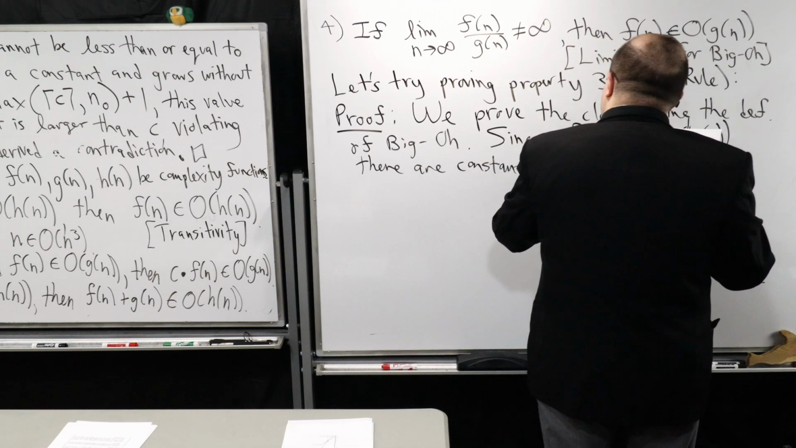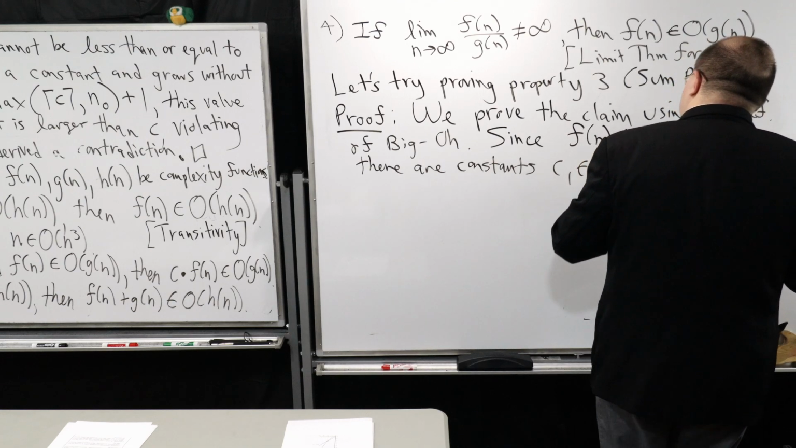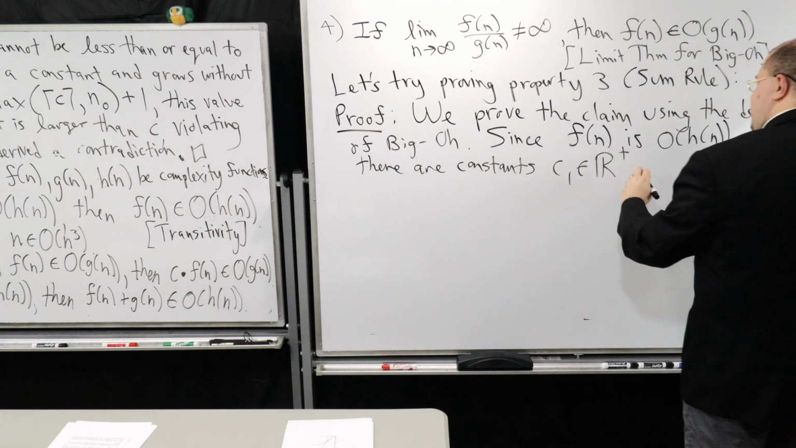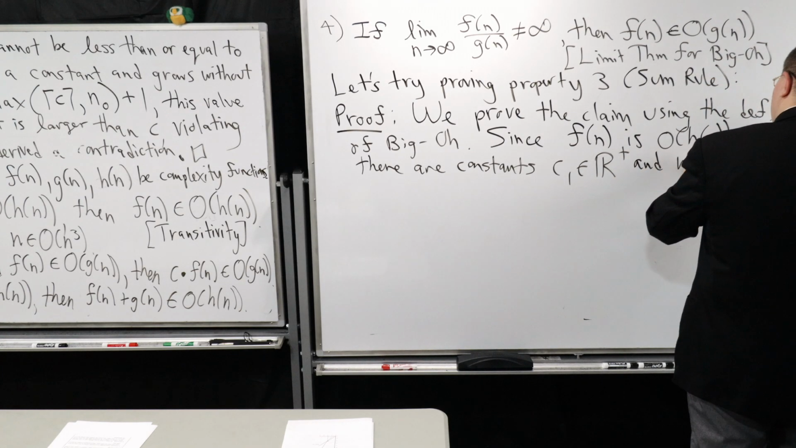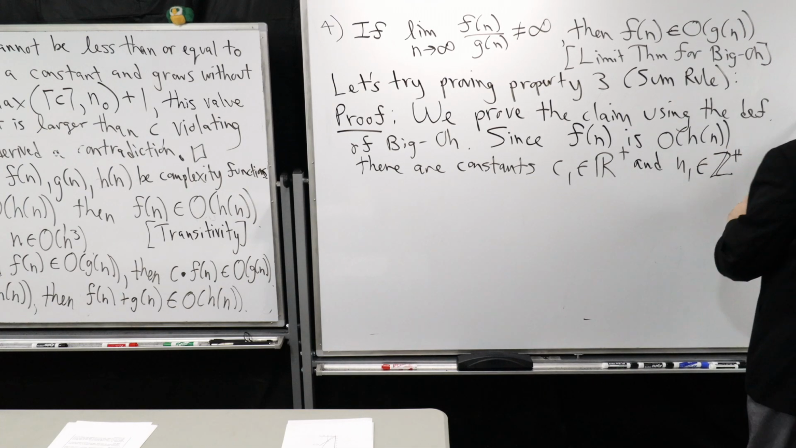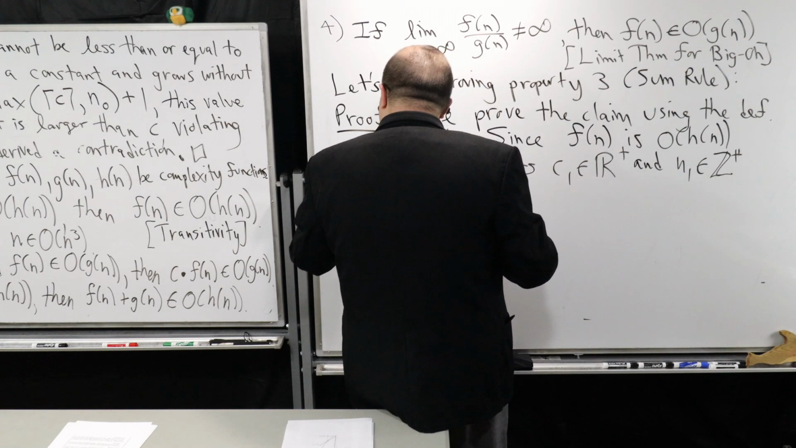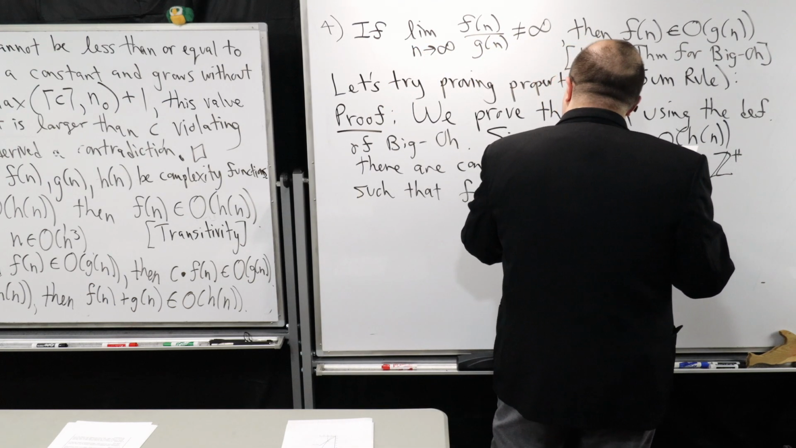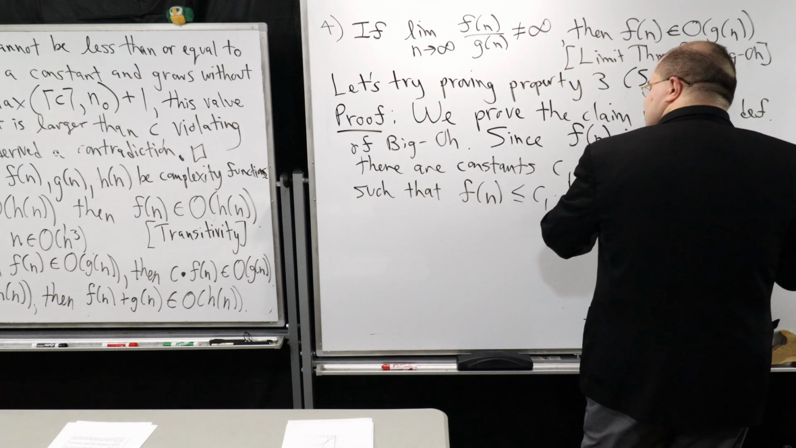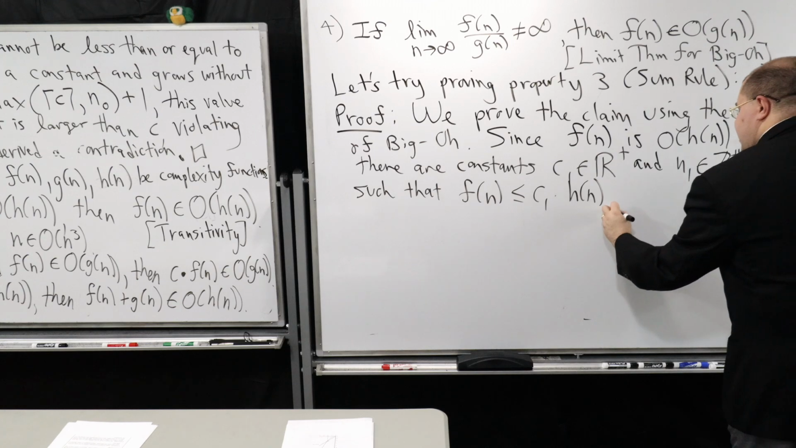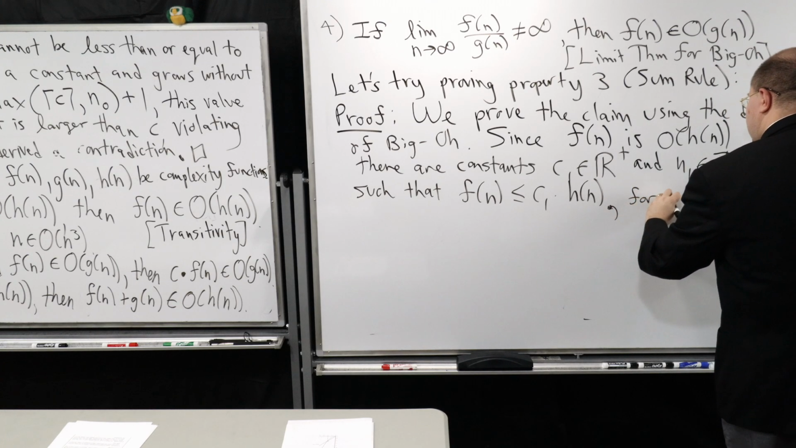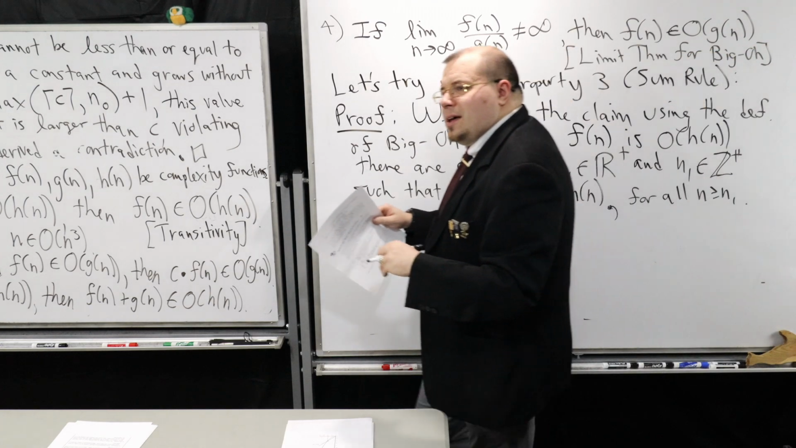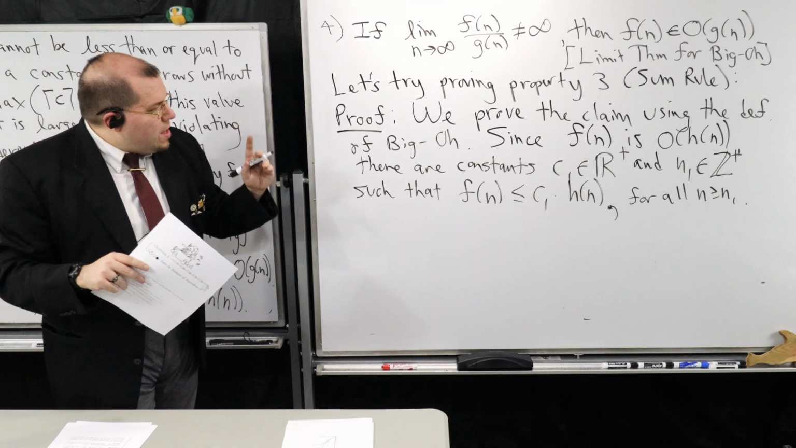There are constants. I'm going to call them C1 and N1, just because it's a little bit easier for me to talk about C and N0 afterwards. C1 and N1, which is a positive integer, such that f of n is less than or equal to c1 times h of n, right? That's what the definition would tell me. And this has to be true for all n greater or equal to n1, right? So that's the first thing.